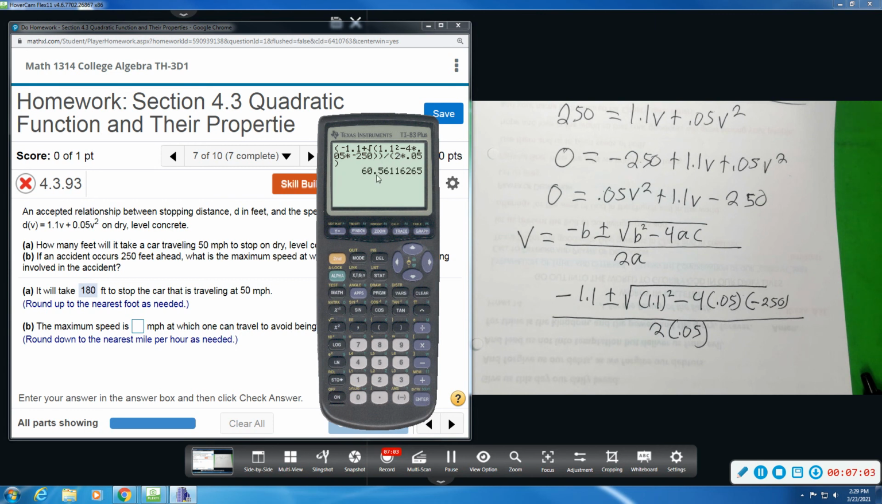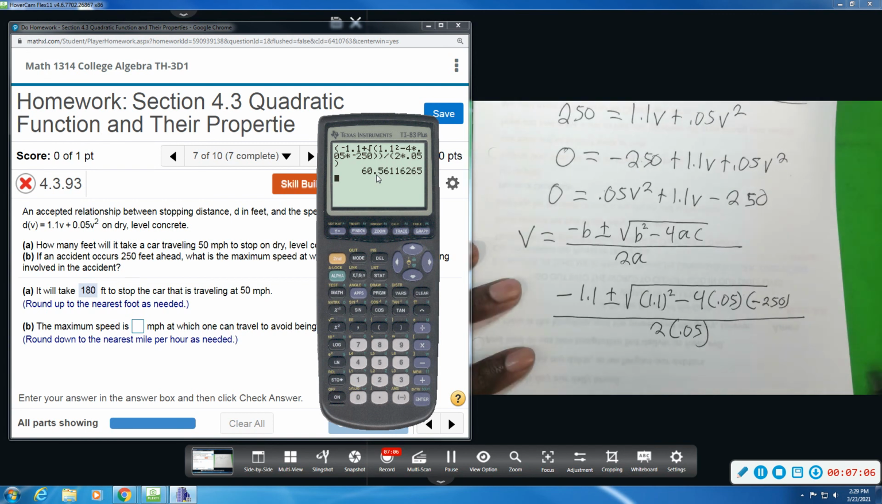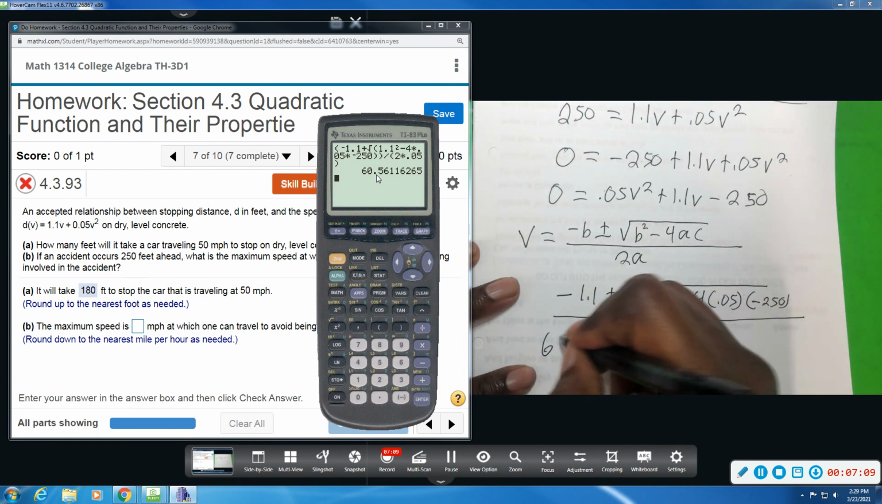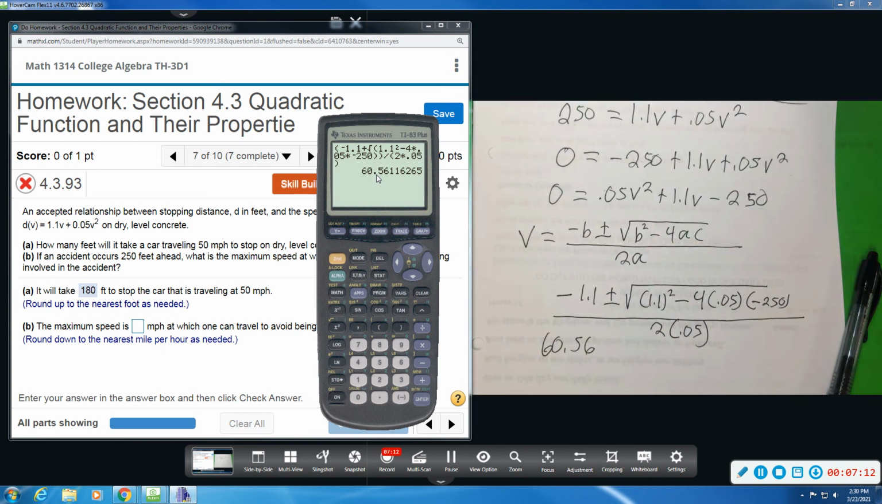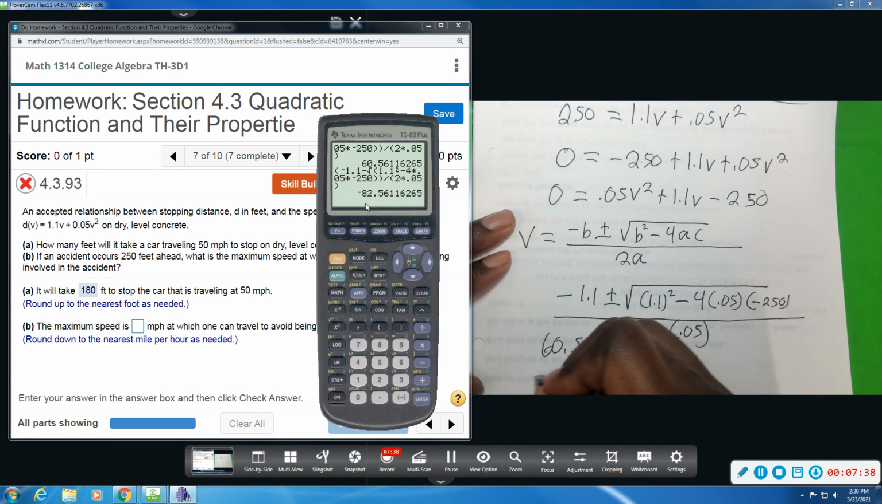And so we get 60.56 for the plus. And then I'm going to hit second, upward arrow, and then enter, and it brings the whole equation back up, so I don't have to type it again. I'm going to move my cursor up and change the plus to minus, and then enter and get the other value. So negative 82. We can't drive a negative speed. We can't go negative 82 miles per hour. So this is an erroneous solution. We can't use that.